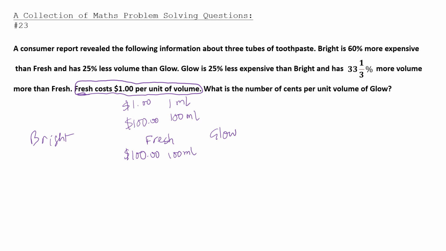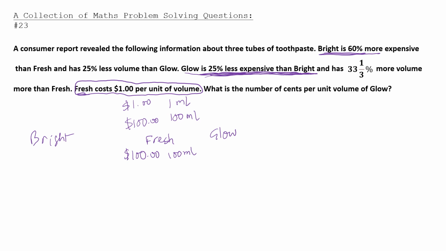So the start is Bright is 60% more expensive than Fresh and 25% less volume than Glow. Glow is 25% less expensive than Bright and has 1 out of 3% more volume than Fresh. If I start with the Glow data first, Glow is 25% less expensive than Bright. So I have to work out the cost of Bright first. Bright is 60% more expensive than Fresh.